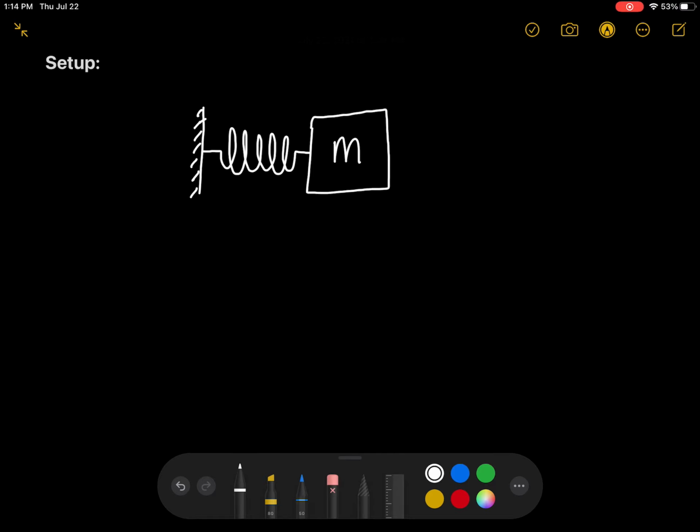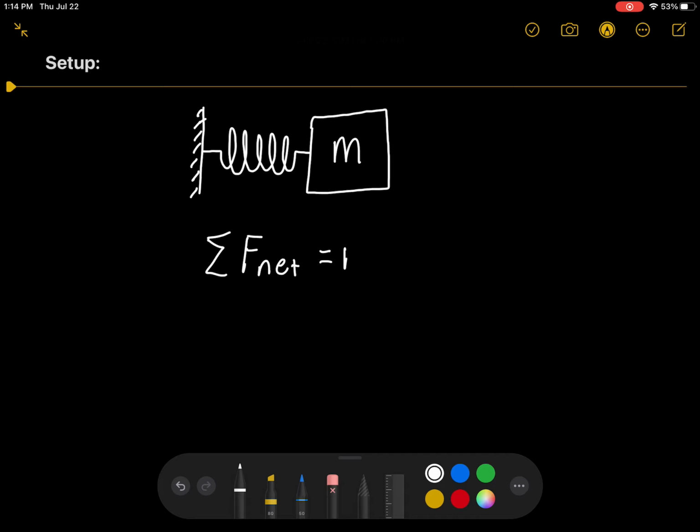We can just start off by writing one of the equations of motion, which is simply the net force is equal to ma. We know at least one of the net forces, that's going to be negative kx is equal to ma. That's just the restorative spring force with the constant k and then the change in position x.